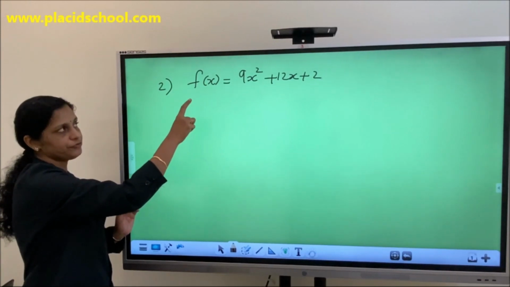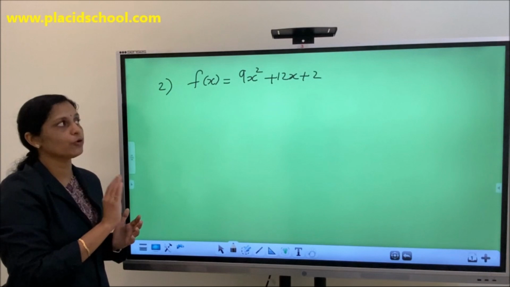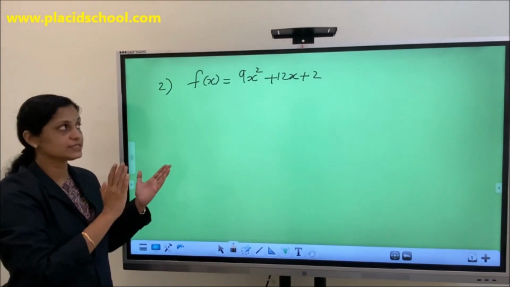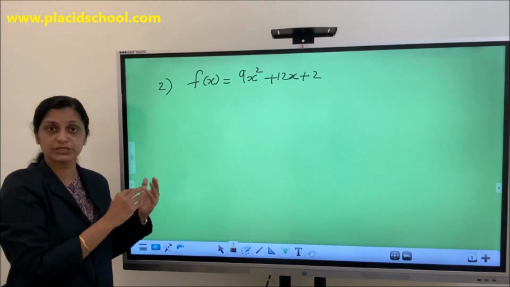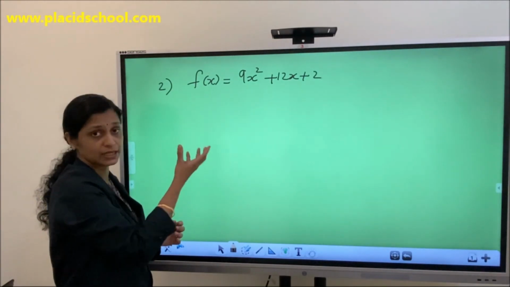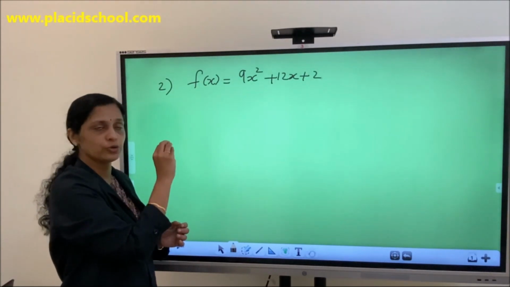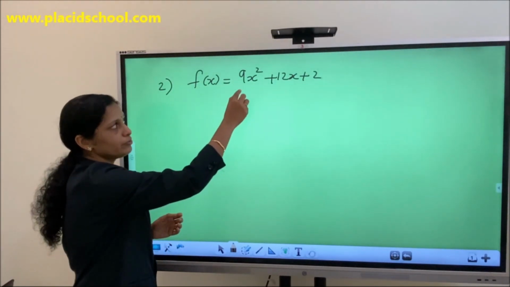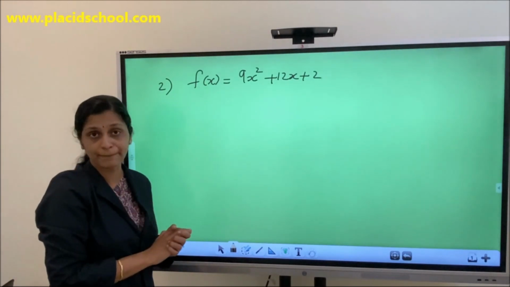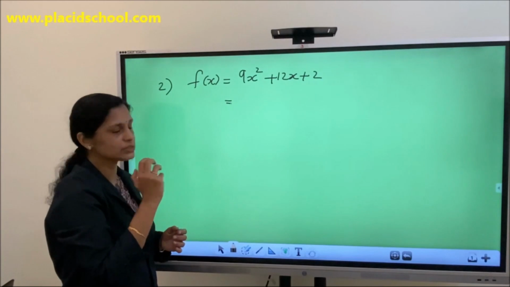Second question is f of x is equal to 9x square plus 12x plus 2. In this form, we cannot say which is the maximum value obtained by this function, or which is the minimum value. But if we write this in the form of a perfect square, our job is easy, that is, we are going to follow the method of completing the squares.